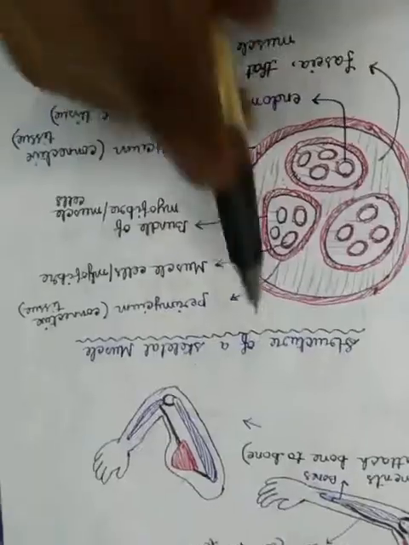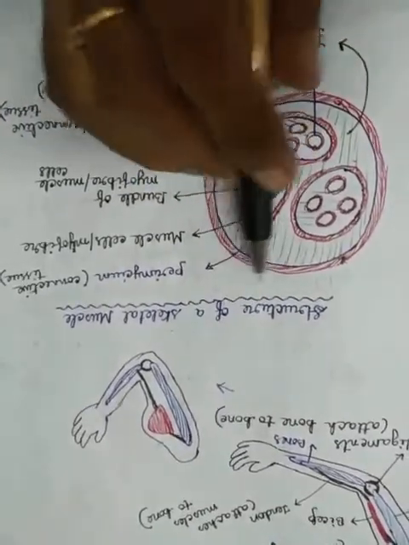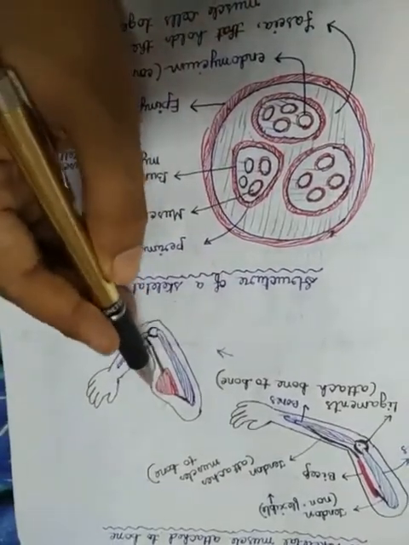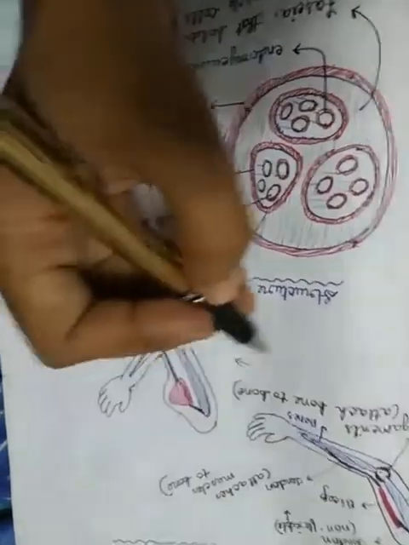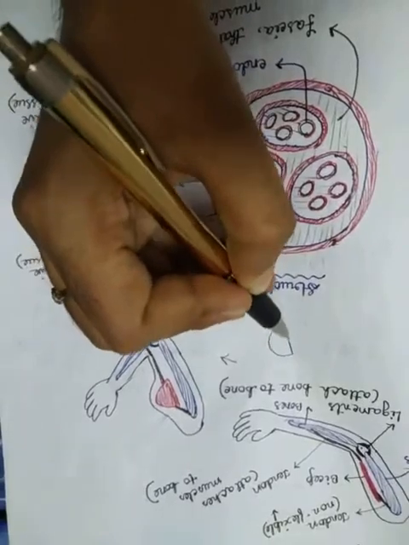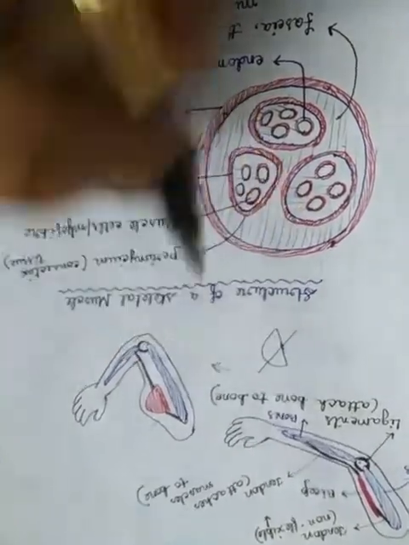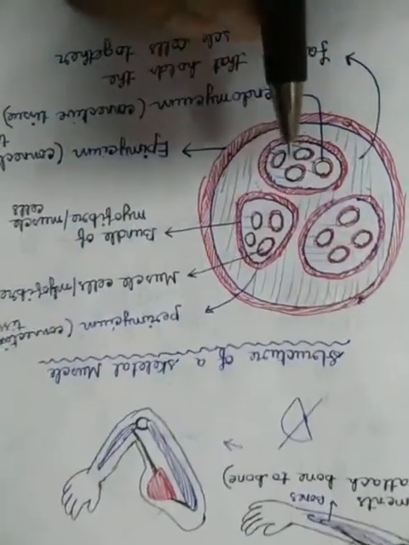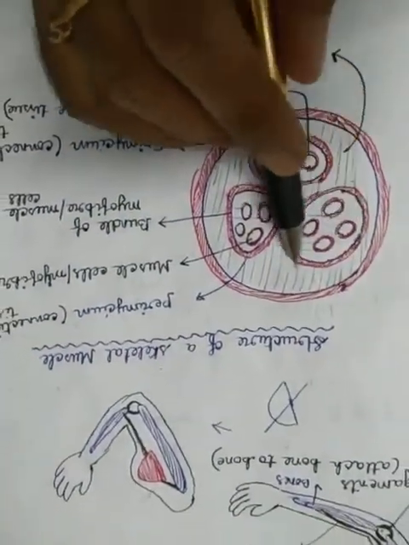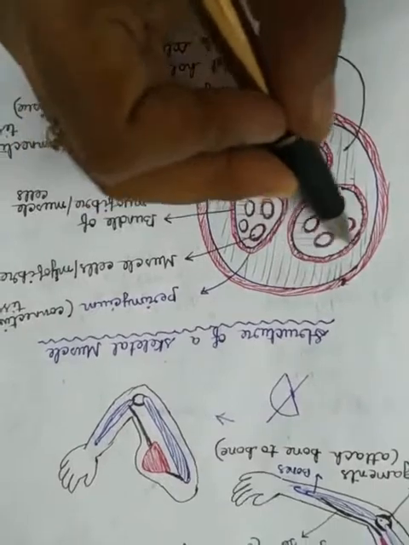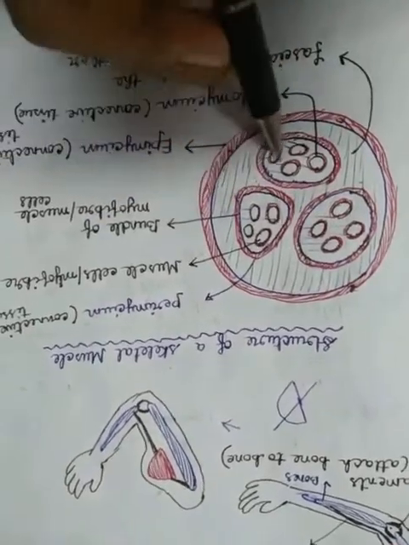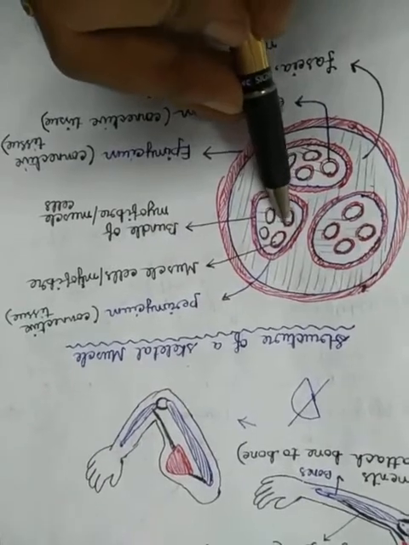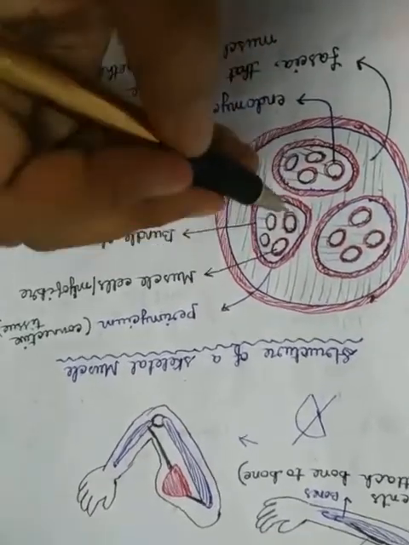Okay. Now we have to study the structure of a skeletal muscle. Suppose this is a part of a skeletal muscle, and we cut it, so that it is the sectional view of the skeletal muscle. What we found are some bundles of muscles. Here it's a bundle, here it's a bundle, this is also a bundle. This bundle contains muscle cells. These are the muscle cells.